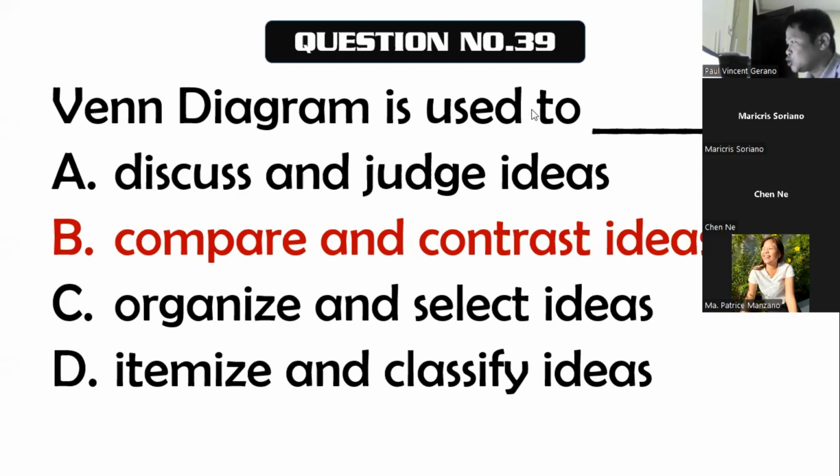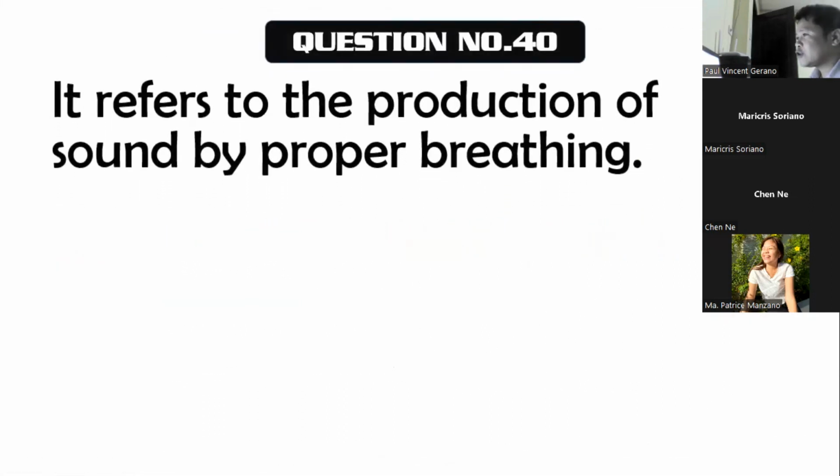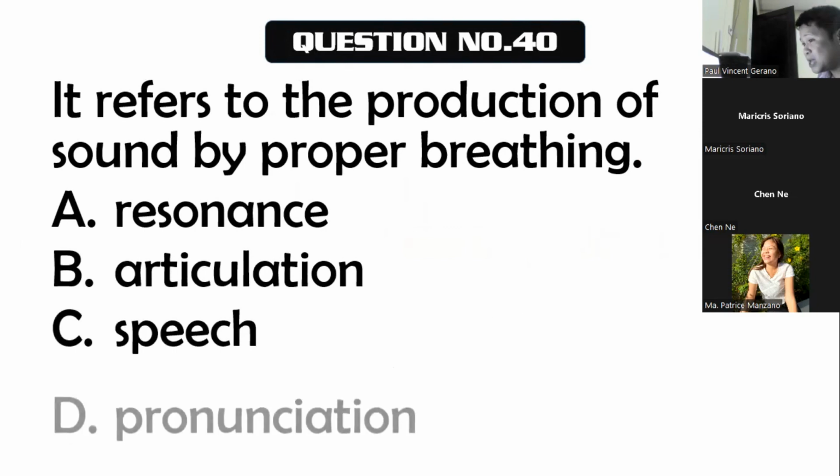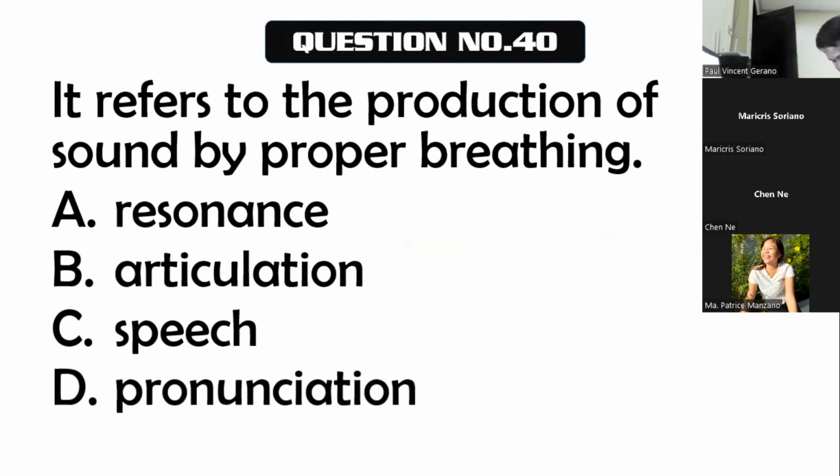Now, let's go to question number 40. It refers to the production of sound by proper breathing. A, resonance. B, articulation. C, speech. D, pronunciation. Resonance, articulation, proper breathing, it's resonance. That's why, remember, in our discussion earlier, resonator. Breathing being an important element in speech production, resonance. Letter A.